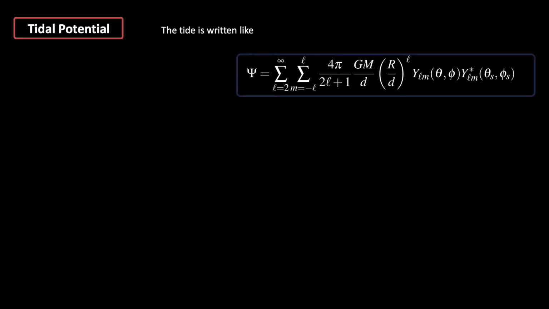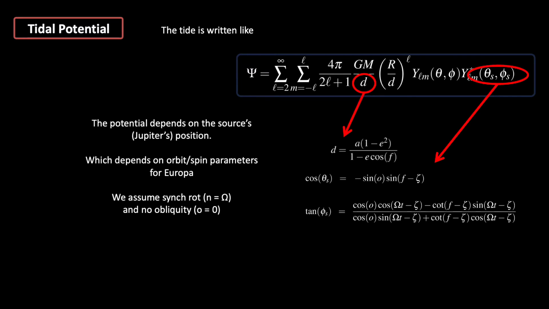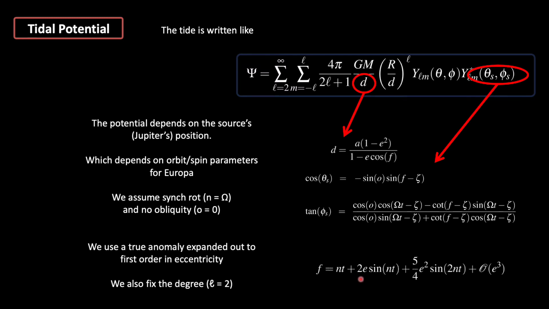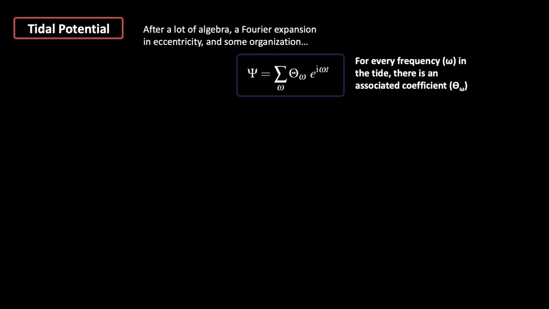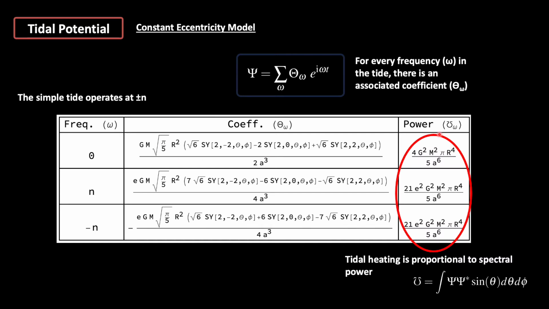I'm not going to go into too many details about how I calculate the tide, but it's a pretty standard tide, and we use spin and orbit parameters, and I'm going to turn off the obliquity and make it a synchronous rotator. And I should point out it's expanded to first order in eccentricity so that we can handle the true anomaly. And then when you're done, it's a nice simple sum of all these coefficients and complex exponentials with a frequency in there, so it looks like a Fourier series, and you get frequencies and coefficients.